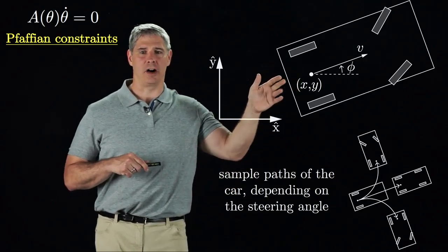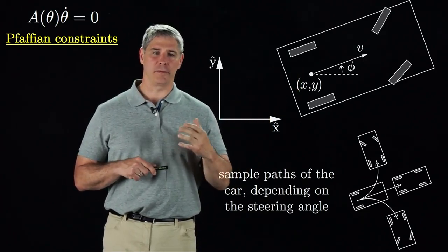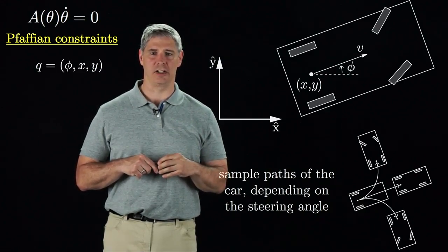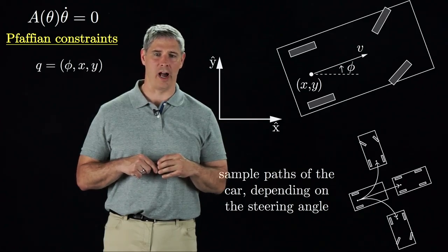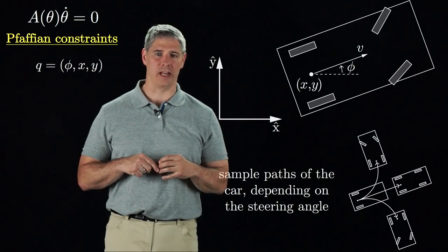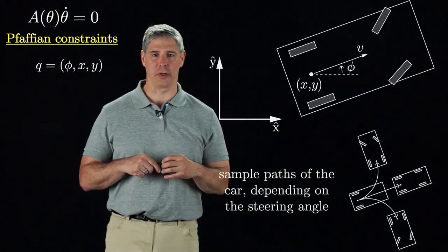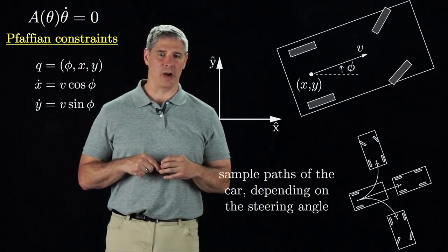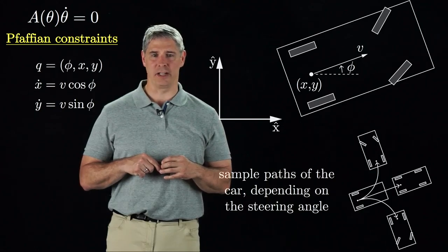Consider the chassis of a car driving on a plane. If we define an xy reference frame, we can represent the configuration of the chassis as q equal to phi, x, y, where phi is the chassis angle and xy refers to the location of a point halfway between the rear wheels. If the forward velocity of the car is v, the xy velocity is x dot equals v cosine phi and y dot equals v sine phi.